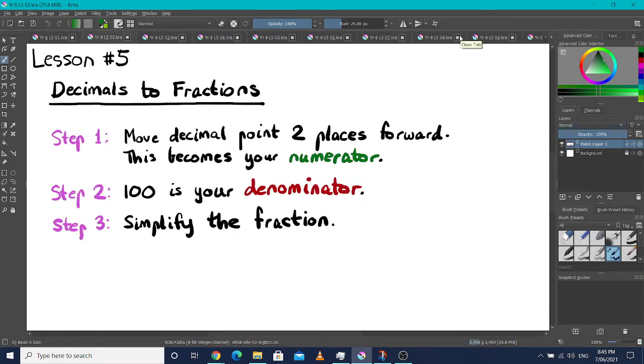So first of all, here are some steps for converting decimals to fractions. Step 1. Move the decimal point 2 places forward. This becomes the numerator of your fraction. And then step 2, your denominator will always be 100. And then step 3 is to simplify the fraction.